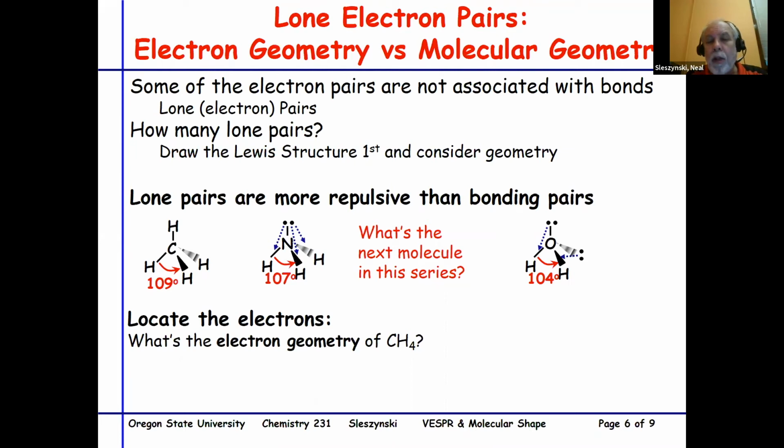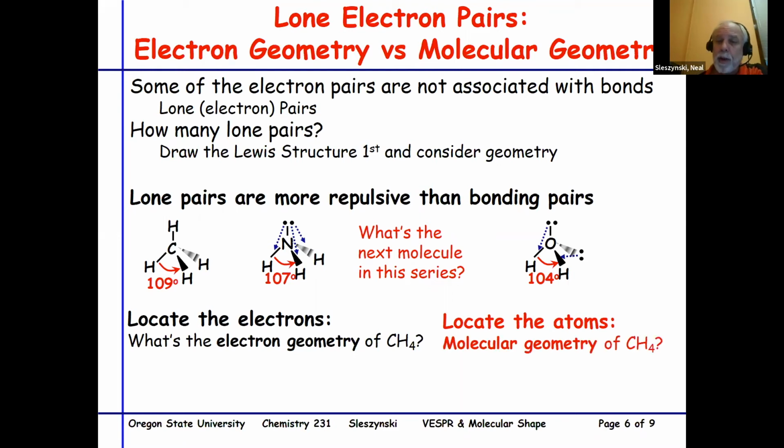So if we take a look at the electron geometry around methane, we see that there are four pairs of repelling electrons. That gives us a tetrahedral structure. And the electron geometry of methane is tetrahedral. Now we're going to locate the atoms and see what the molecular geometry is. If we locate the atoms in methane, we see the atoms are in exactly the same positions as the repelling electron pairs. The molecular geometry for methane is the same as the electron geometry for methane. They're both tetrahedral.